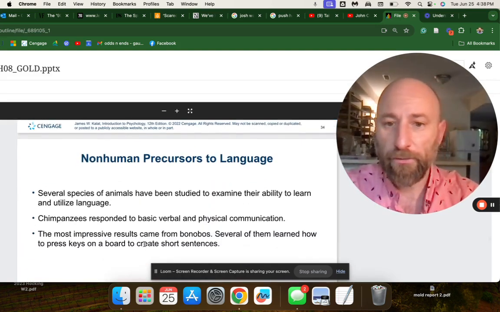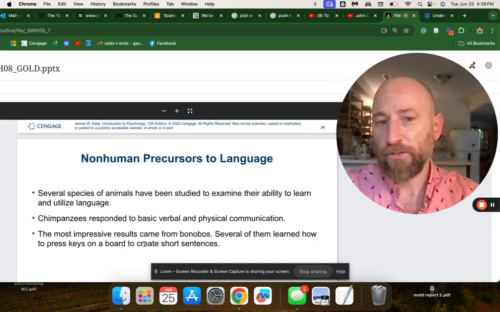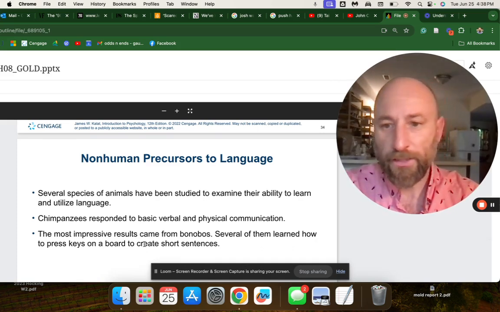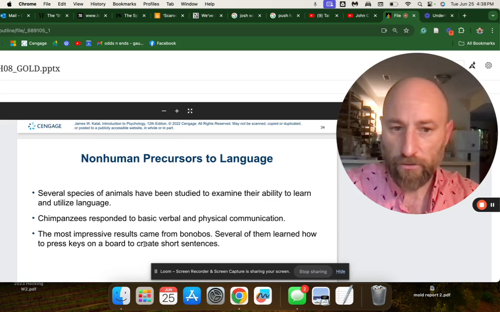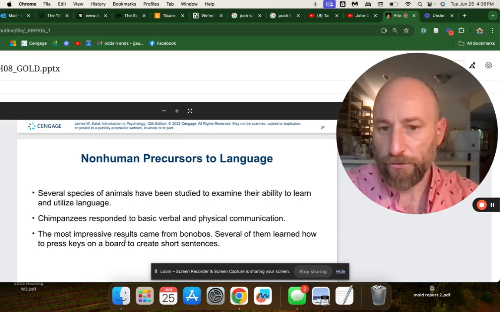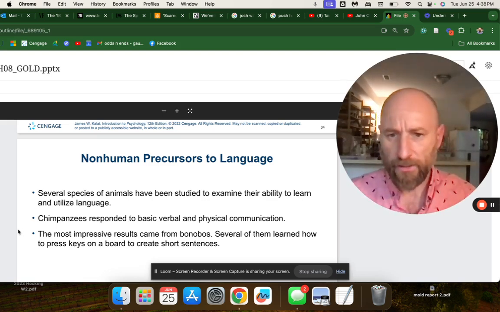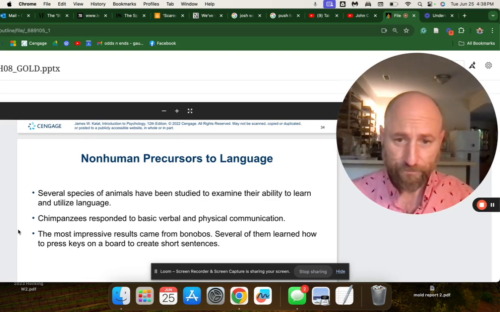Non-human precursors to language. Several species of animals have been studied to examine their ability to learn and utilize language. Chimpanzees responded to basic verbal and physical communication. The most impressive results came from bonobos. Several of them learned how to press keys on a keyboard to create short sentences. This is, I think, an area that's rapidly evolving.